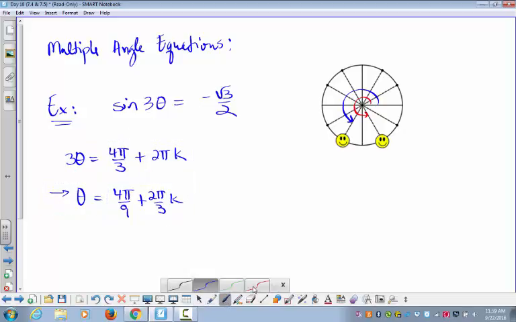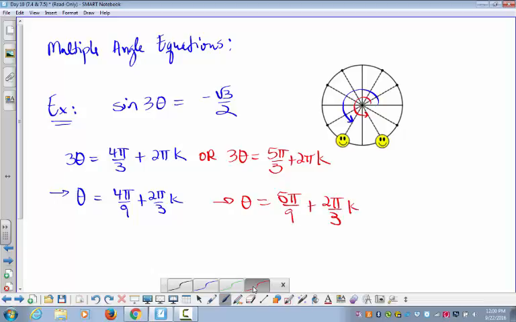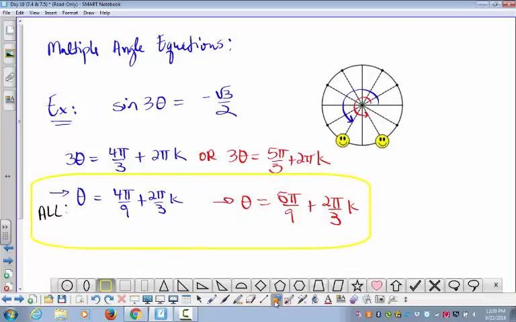Then we also have our red group, our quadrant 4 stuff. So 3 theta, not just theta, 3 theta now, is equal to 5 pi over 3 plus 2 pi k. Now the hard part, divide by 3. So that's 5 pi over 9. And do not forget to divide the counter by 3 also. So this would be the group of all solutions. All solutions would be that.